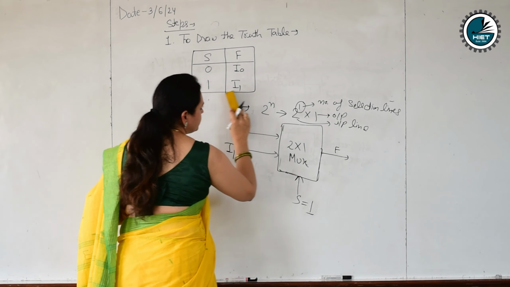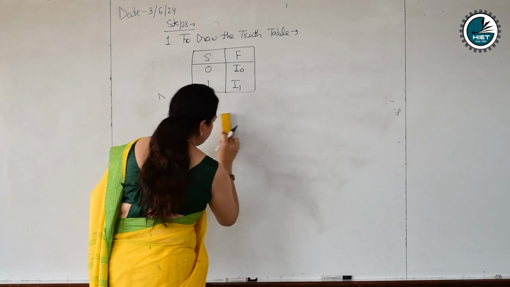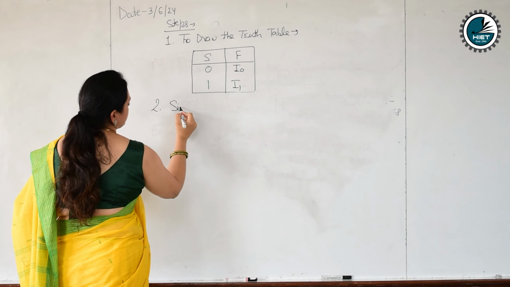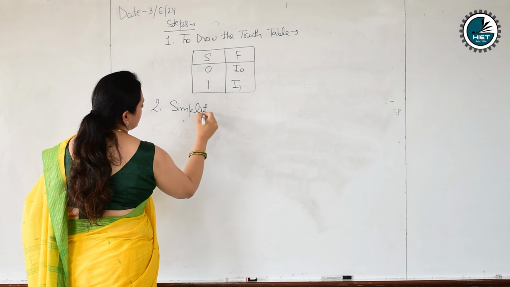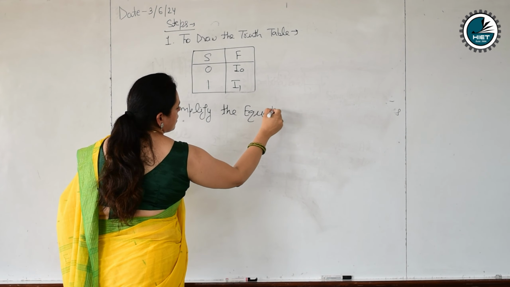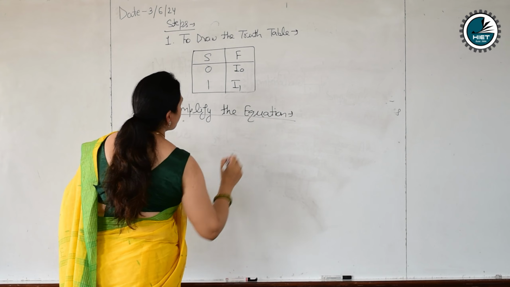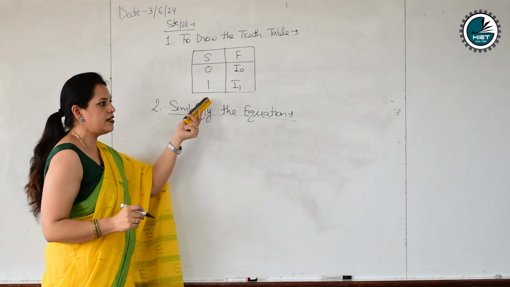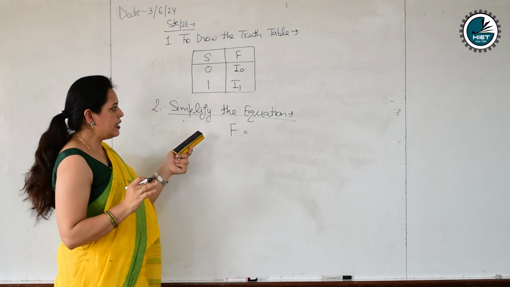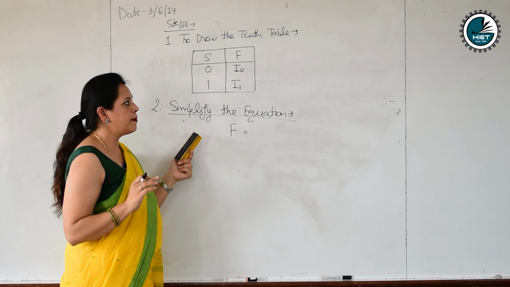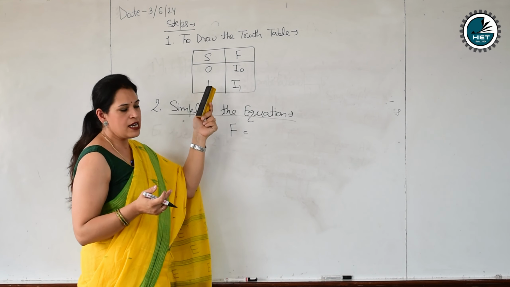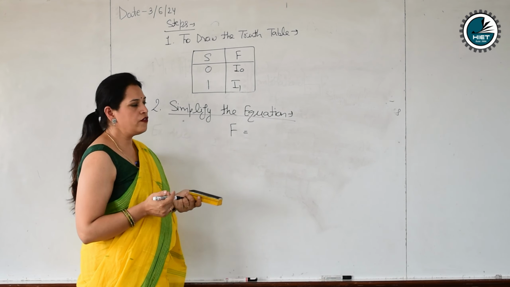Now step 2. Simplify the equation. Now according to this we can draw the equation of the output, that means F. In this case, there is no need for a K-map, but we can use a K-map. But there are only 0 and 1 bits, so we can write the equation directly.